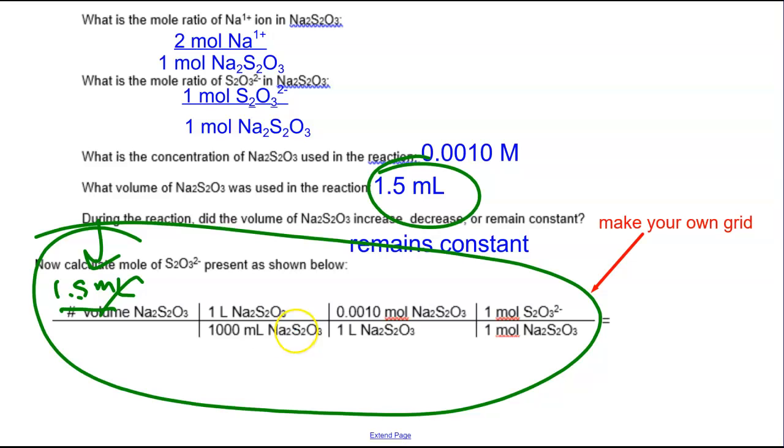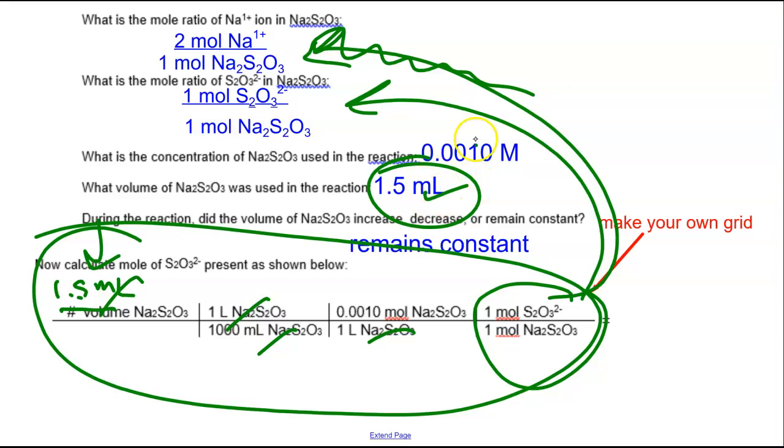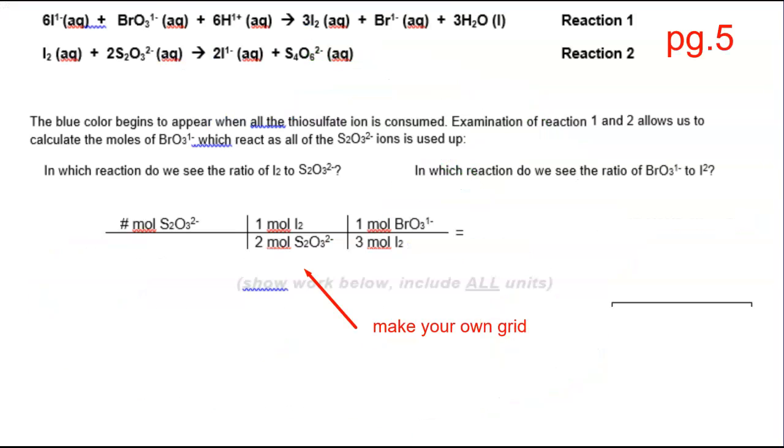We're going to have milliliters cancel with milliliters, liters cancel with liters, moles cancel with moles, and we get to convert, because of this ratio that we established up here, pardon me, I went to the wrong spot right here. We will be able to get from volume and molarity into moles of thiosulfate like we were trying to find. Okay, continuing on down page 5, you're going to then do this piece next.